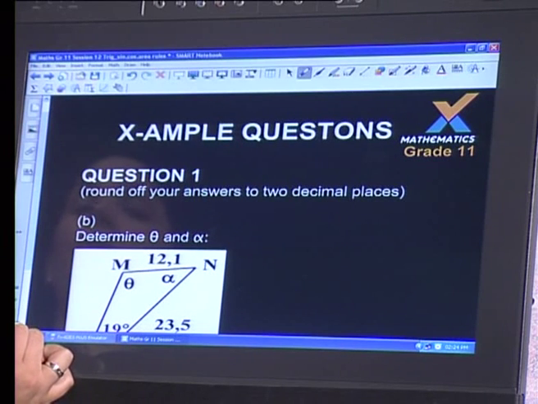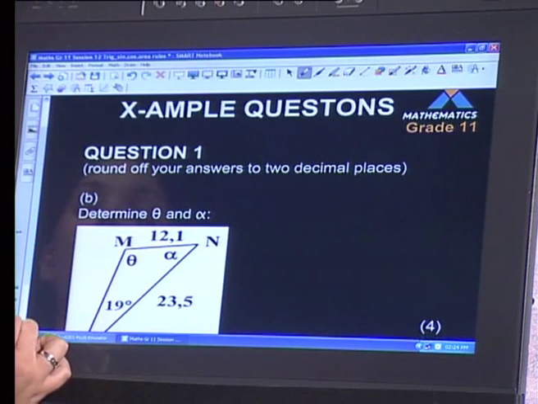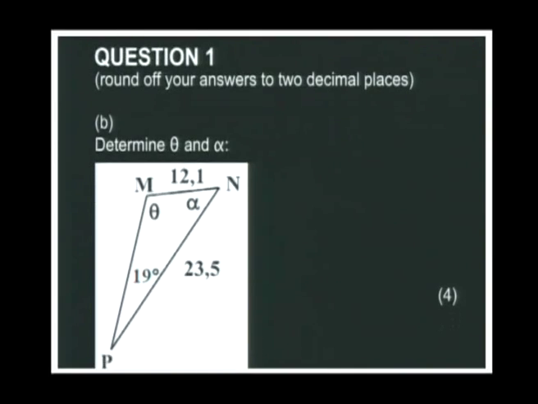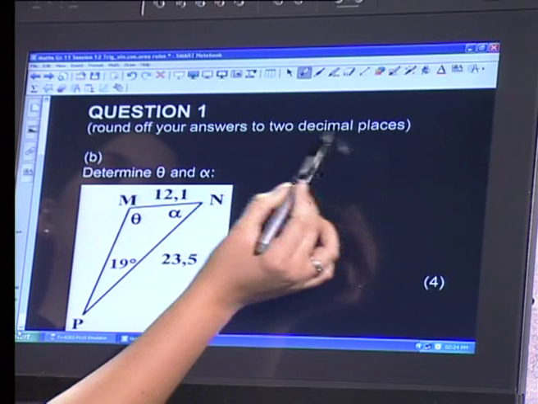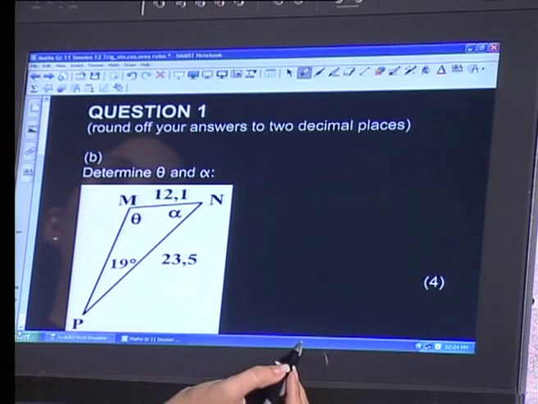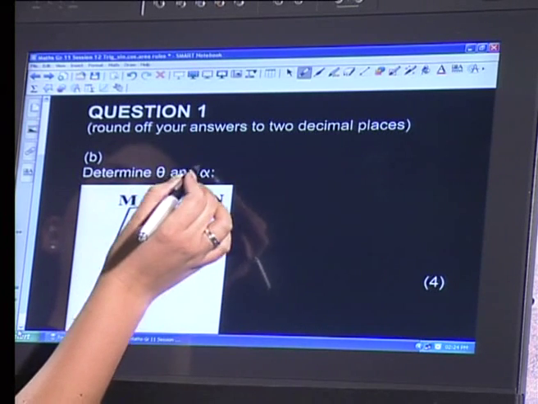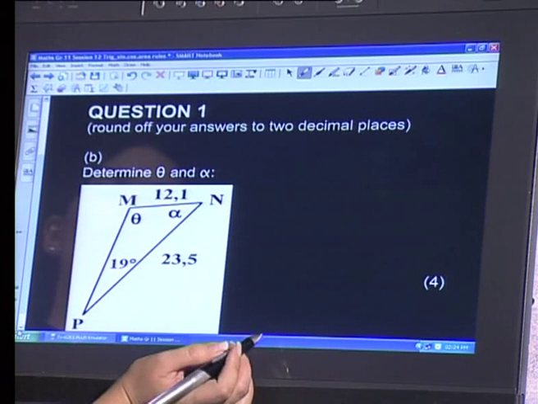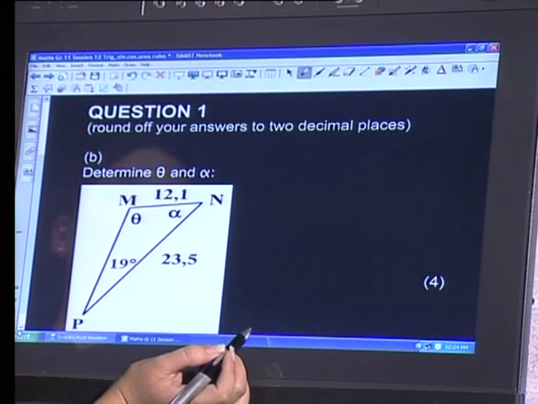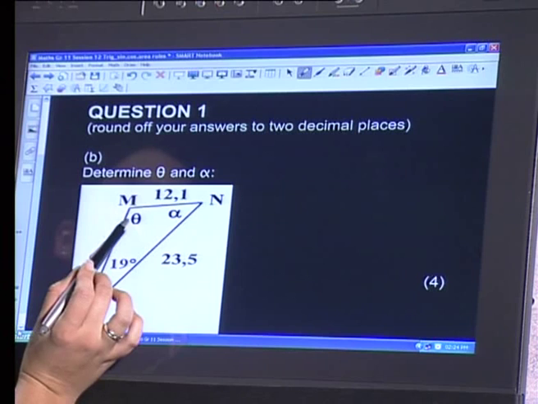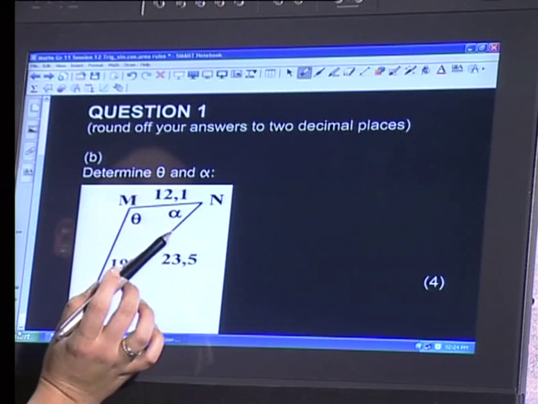Not question 2, rather the second part to question 1. Okay, now we are introduced to a triangle MNP. And again, we are asked to round off our answer to 2 decimal places. And here we are asked to determine theta and alpha. So we go and identify that on our diagram. And here we have theta, and here we have alpha.